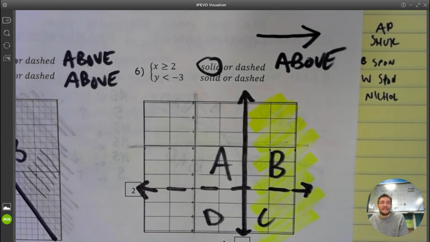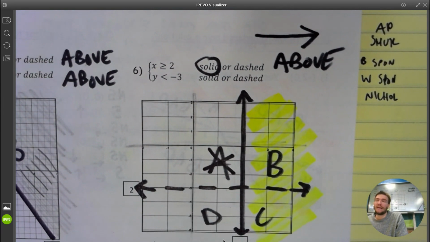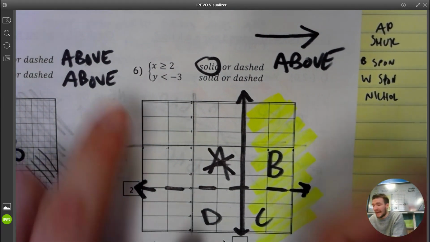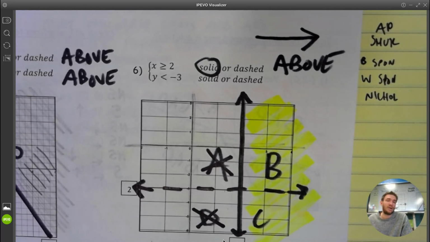So that means already we know that the answer is not going to be A, because A is already left out. And the answer is not going to be D, because D's already been left out. It's either going to be B or it's going to be C. Those are the only possible answer choices right now.